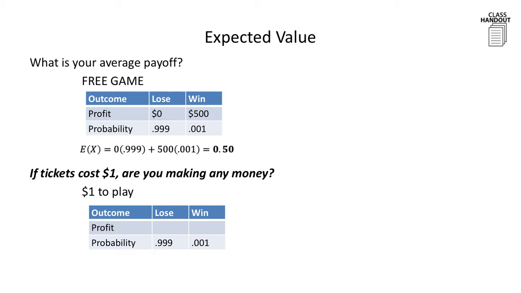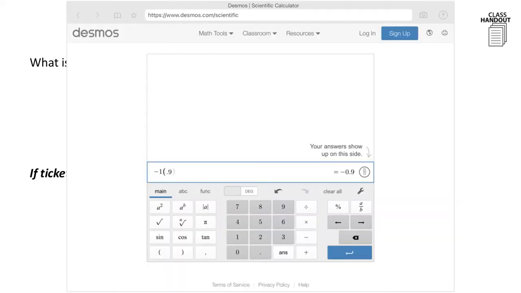But now our profit is going to change. If we're paying $1 to play, we need to subtract that amount from each of these profits. So when we win, we're not actually going to win $500. We're only going to win $499 because we paid $1 to play. And when we lose, we're not just going to lose $0. We're going to lose the $1 that we spent to play. So the expected value in this case is going to be -1 times 0.999, or 999 over 1,000, plus 499 times 0.001. So in this case, our expected value is going to be -0.5.